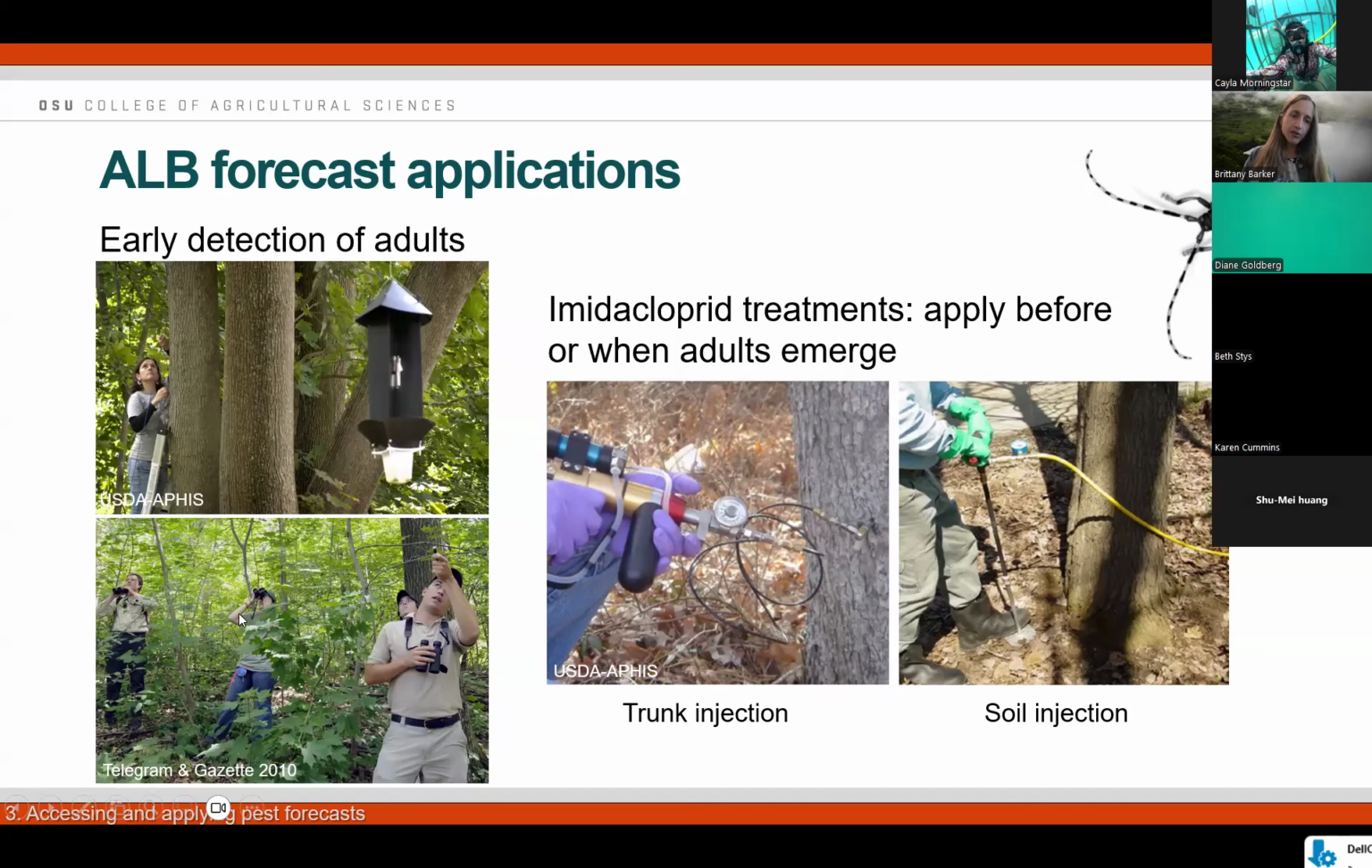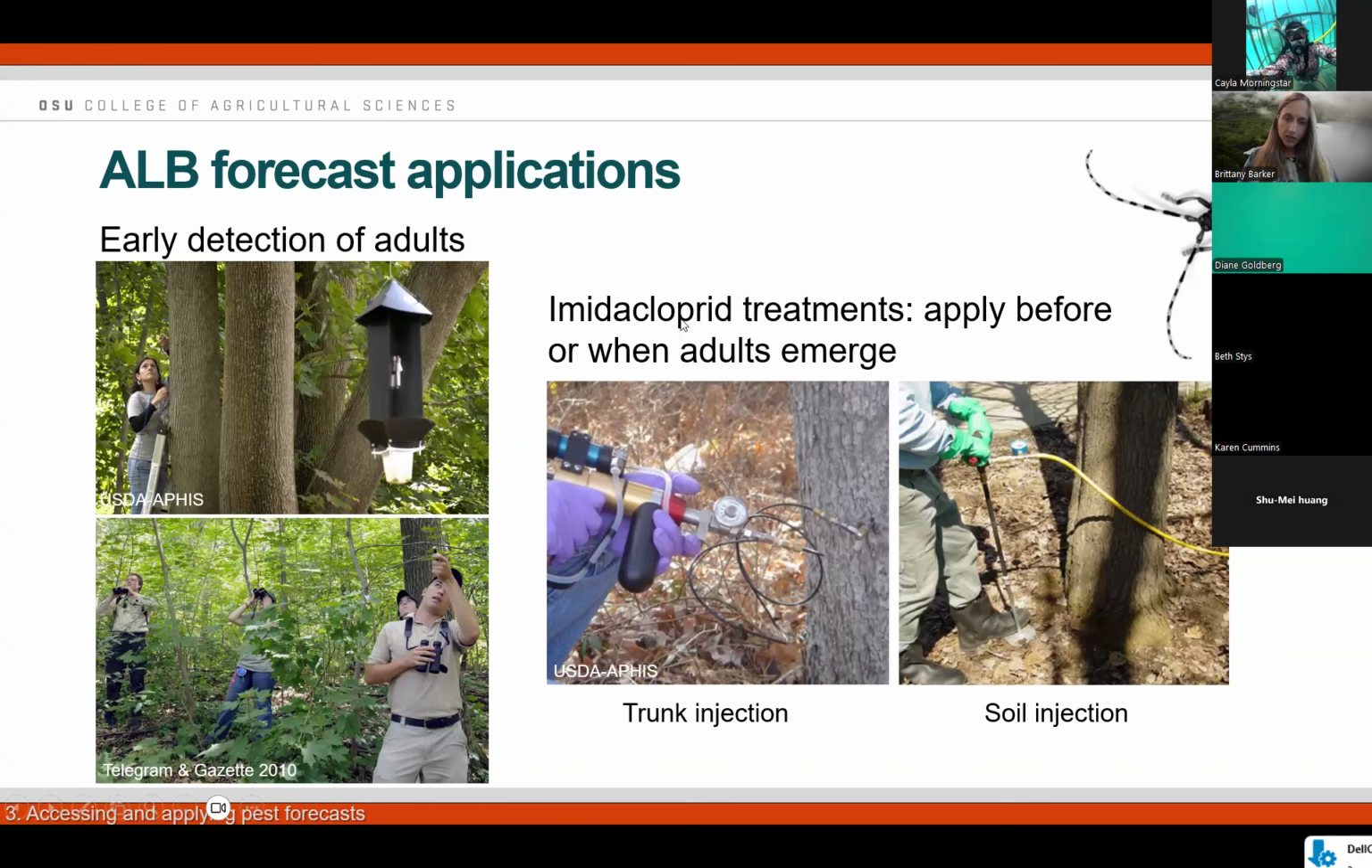Also, just like simple scouting activities. So, you get your binoculars because these maples can get very large, right? So, you have your binoculars, you're looking for evidence of exit holes. And so, if you know when adults are expected to come out, you can make sure that you're out there using your binoculars looking for those exit holes.